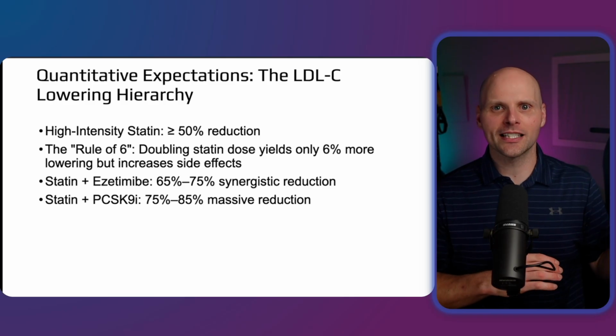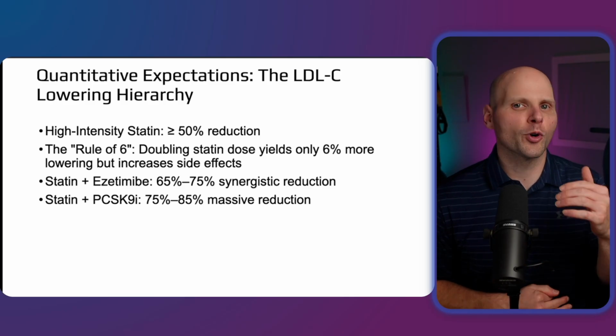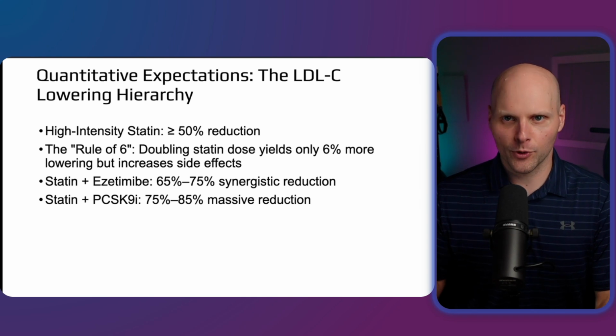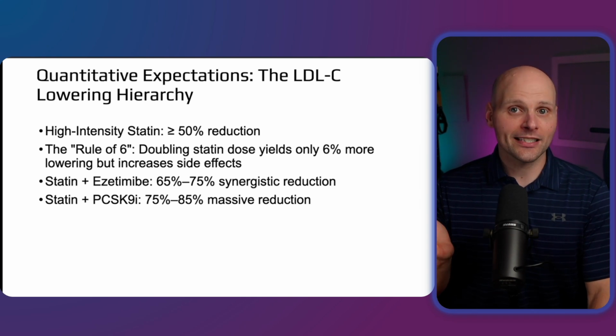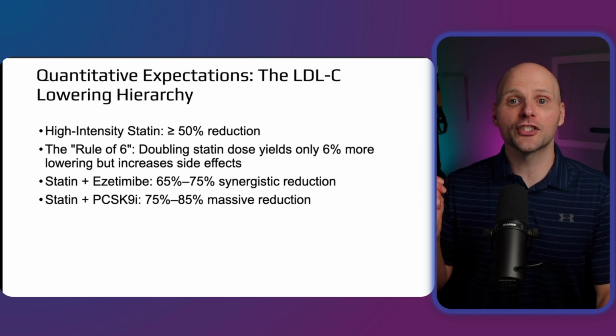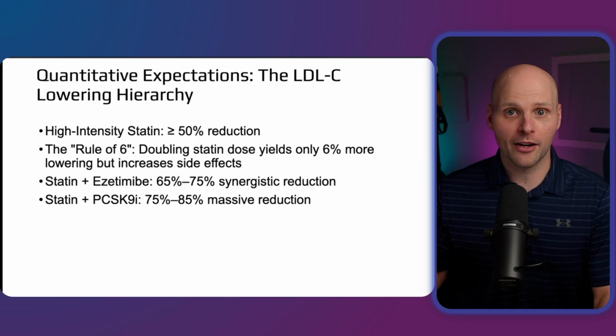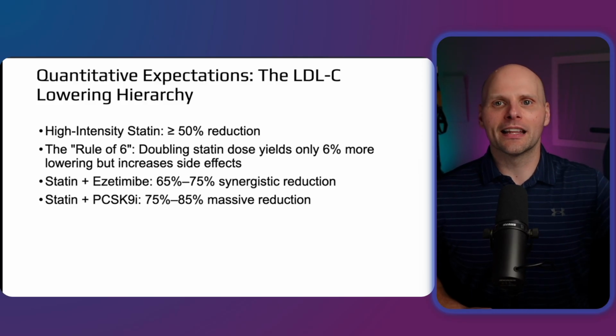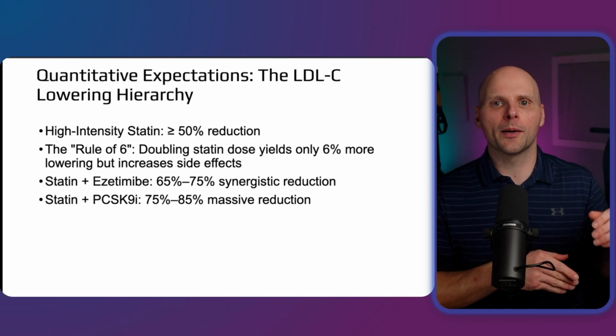There's actually something called the rule of 6. So for example, if a patient is on 40 milligrams of atorvastatin, simply doubling the dose only yields about a 6% further drop in LDL. However, that dose escalation significantly increases the likelihood of statin-associated muscle symptoms or other side effects. So rather than pushing the statin dose to its absolute limit, the guidelines emphasize combination therapy to target multiple pathways.